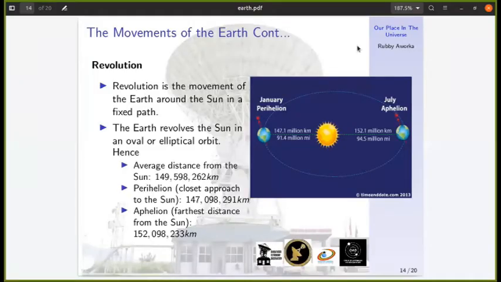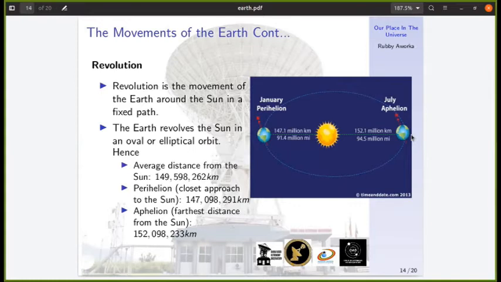The movement of the Earth around the sun is known as revolution, and the path it takes the Earth to revolve around the sun is elliptical or an oval path, such that at some point in time the Earth is closer to the sun, which is known as perihelion, with a distance of around 147 million kilometers, and at some point in time the Earth is farther away from the sun with a distance of about 152 million kilometers.